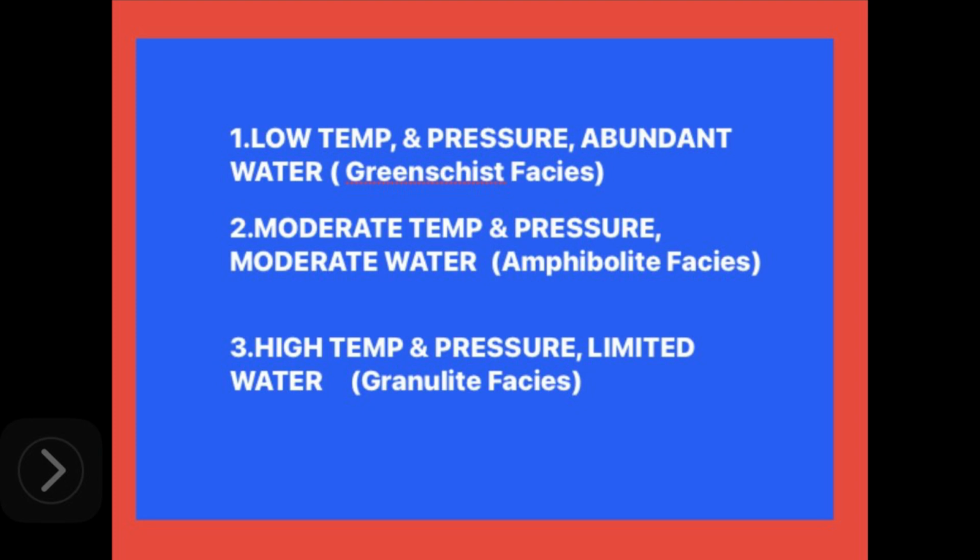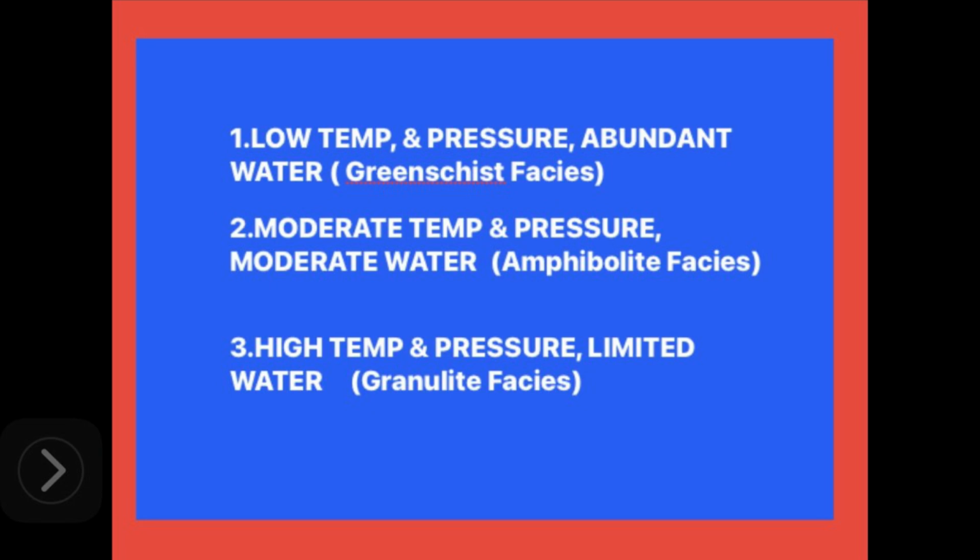The second type or stage of metamorphism is one in which temperature and pressure are at relatively moderate levels, and water availability is also at moderate levels. Geologists call this amphibolite facies metamorphism. The third and final type or stage is one in which temperature and pressure are relatively high and water is relatively scarce. Geologists call this granulite facies metamorphism.